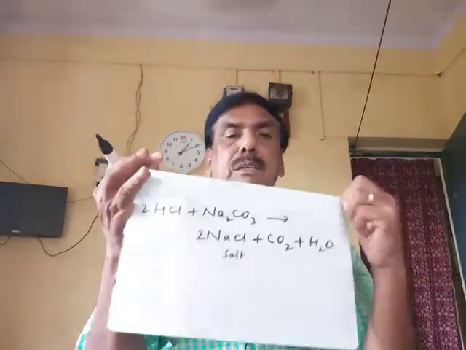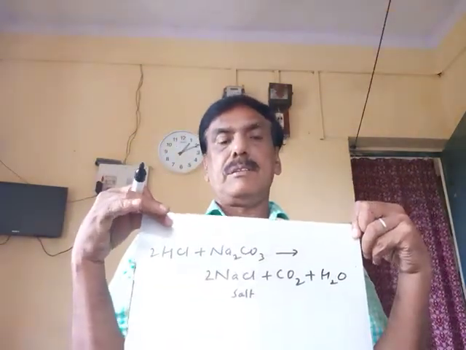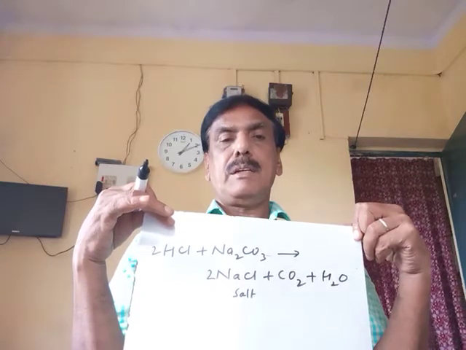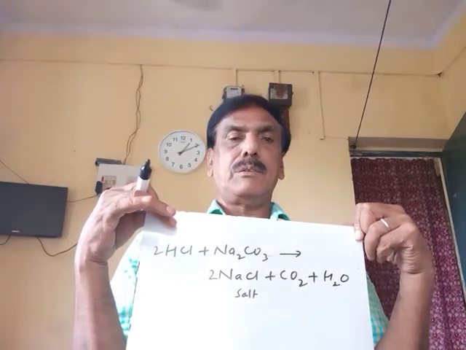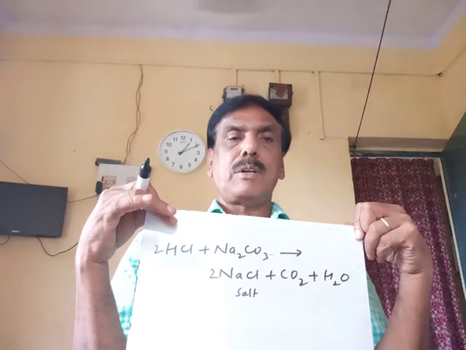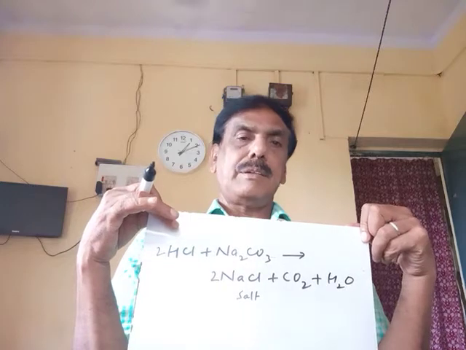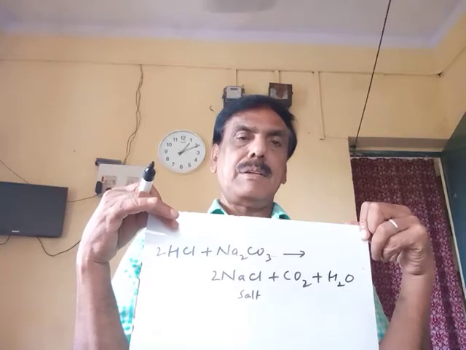You'll get it like this. This is the reaction. NaCl is the salt. You can put 2 here to balance it, and 2 here to balance it. I think it is a balanced equation. So sodium carbonate reacts with acid, and the products are sodium chloride, carbon dioxide, and water. This is the balanced equation.